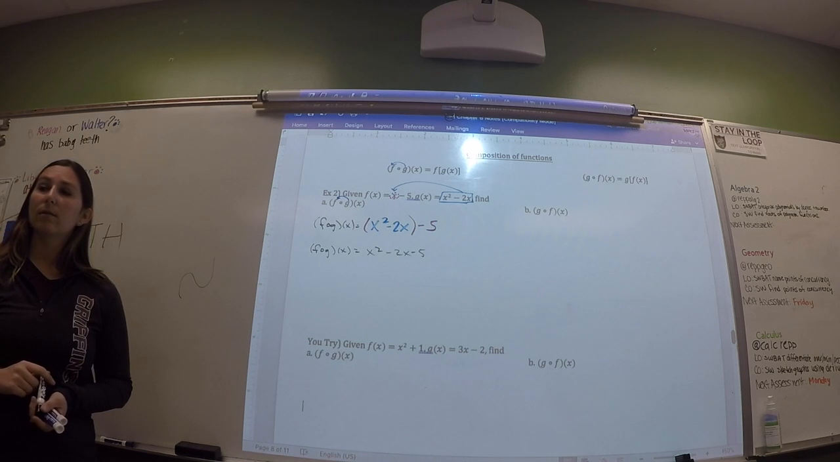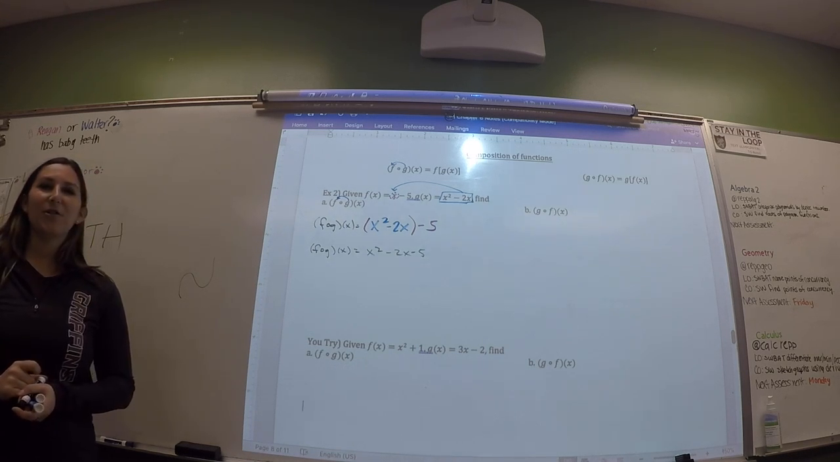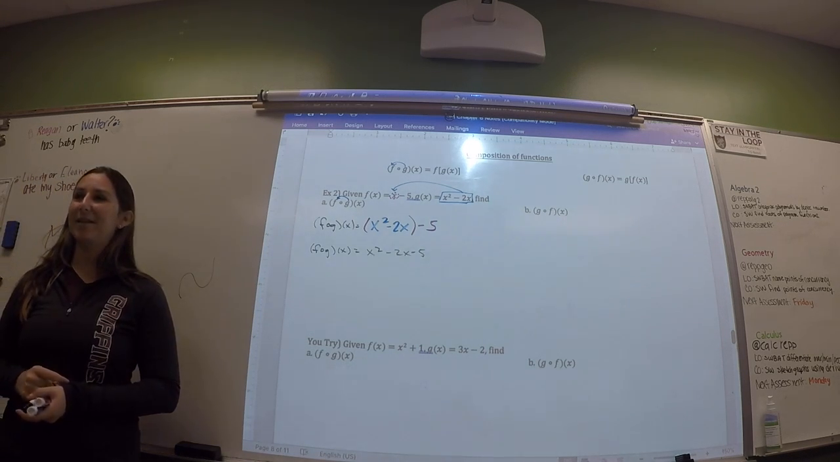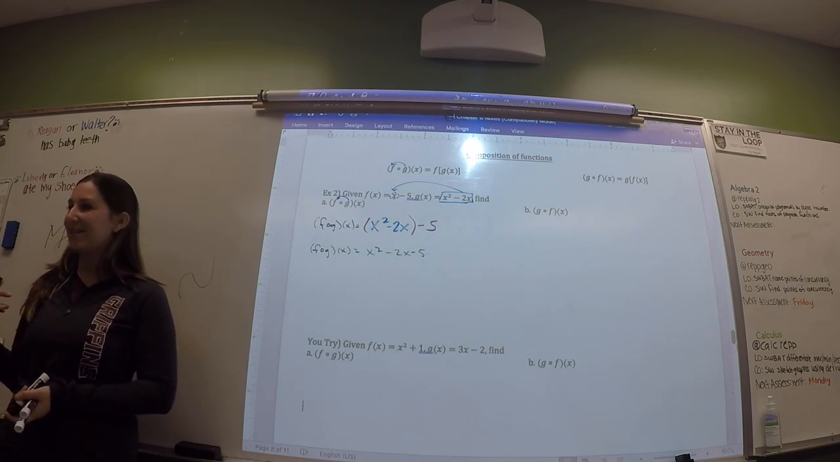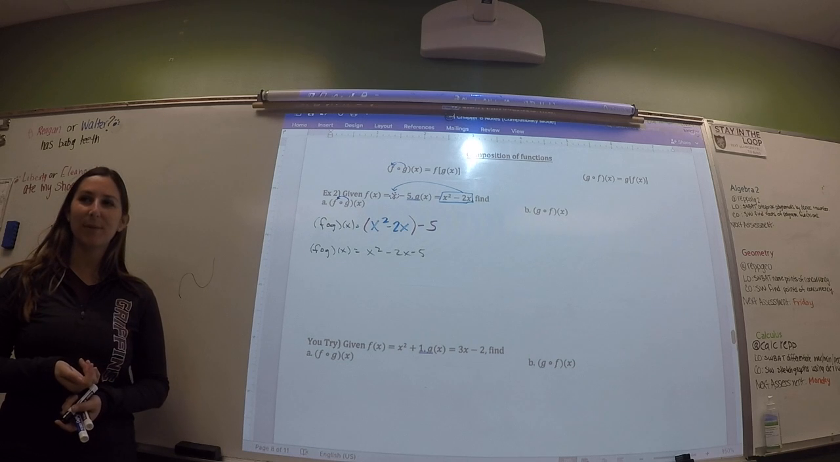Is the circle supposed to be multiplying? The circle means composition of functions. It means take the second function and plug it into the first function. It doesn't mean multiply. If it meant multiply, it would be a multiplication symbol.